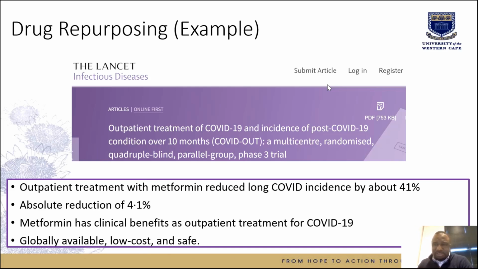In a clinical trial that was reported in Lancet, it was shown that outpatient treatment with metformin reduced long COVID incidence by about 41%. This is very good because metformin is globally available, doesn't cost so much, and has a very good safety profile.